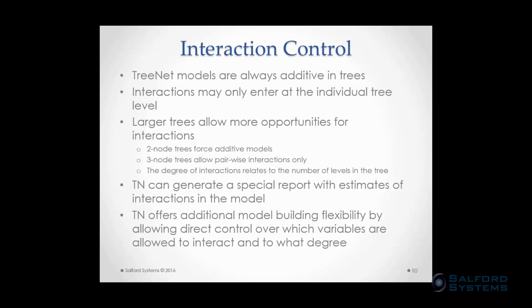As I showed you, TreeNet can generate a special report with estimates of the interactions in the model, gives you a quick idea of what you should be looking for, and it also offers additional model building flexibility by allowing direct control over which variables are allowed to interact. And so that was what I showed you on the tab, whether you say all variables interact or only certain variables interact at a certain degree. So it's an extremely useful feature to be able to control what's interacting if you want to have better control over your trade-off between simplicity and accuracy.